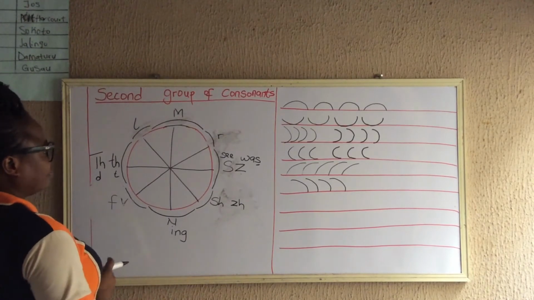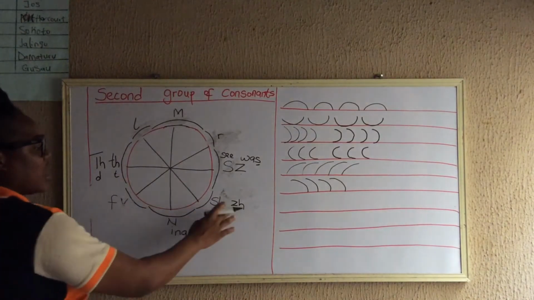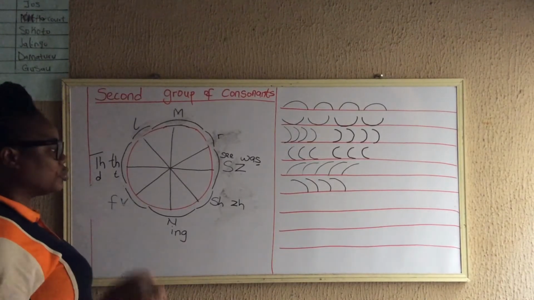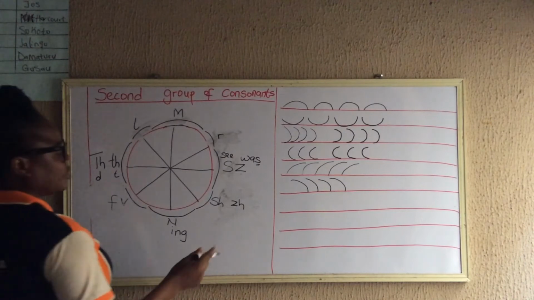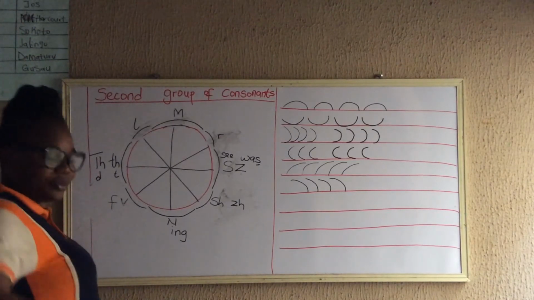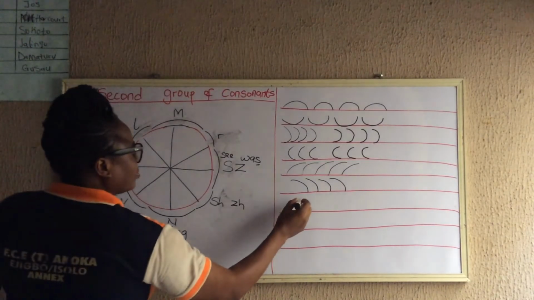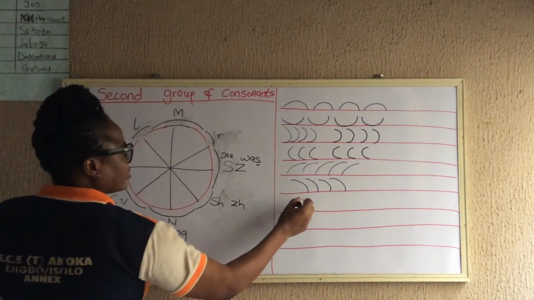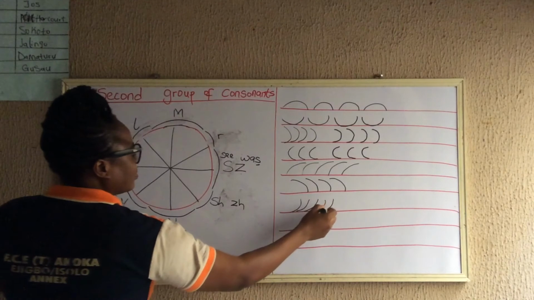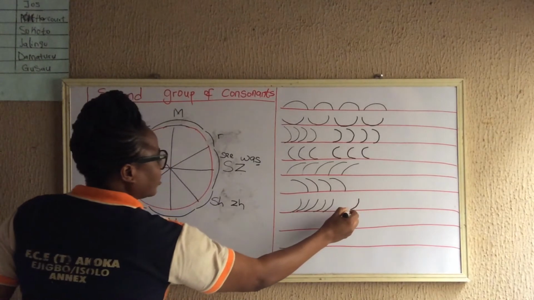Then I move to this place, your SH as in sha and your ZH as in usual or usually. Okay, the SH, look at how it goes. It goes like this. Light for SH and the ZH dark.